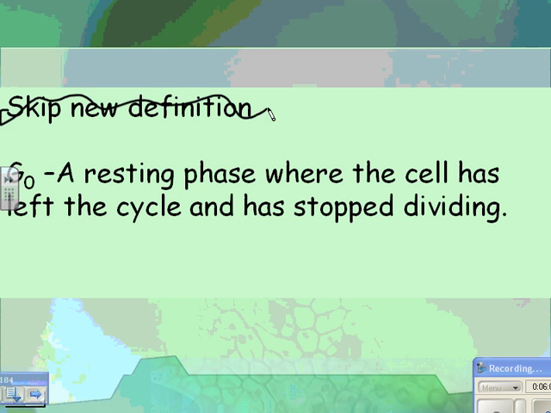Oops, I don't want you to skip that. I want you to have that. So G0 is a resting phase where the cell has left the cell cycle and has stopped dividing.